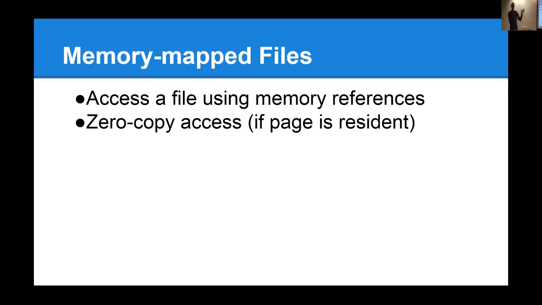So if you have a file with ABC in it, you can say, operating system, please map this file into my address space. The operating system says okay. It's at address 1000. So if I access byte 1000, I'm going to see my A. Byte 1001, I'm going to see my B.